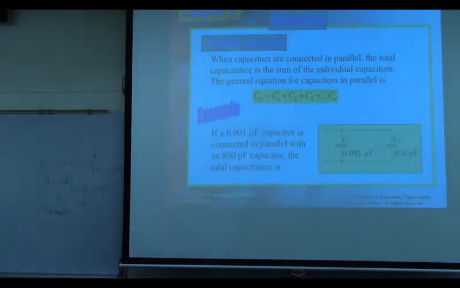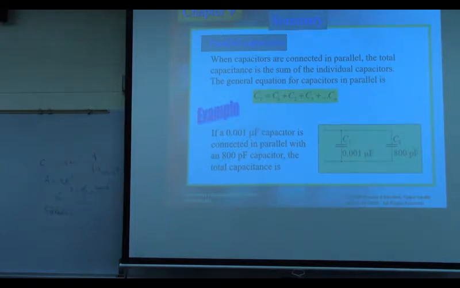In parallel, it's just the opposite. So in parallel, you add all of them together. Example. Now tell me what's the result. 1,800. Oh, it's 1.8 micro, right? Oh, no, sorry. It's 1.8 nano. Any question on that? It's easy, right?